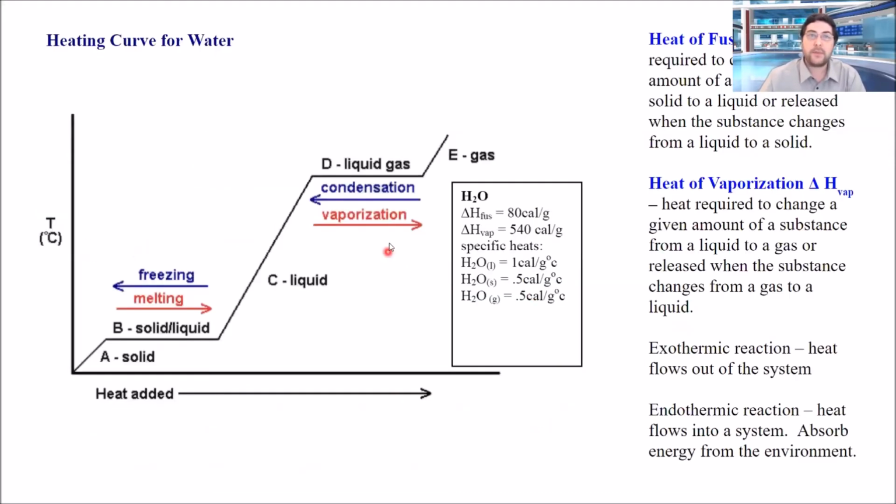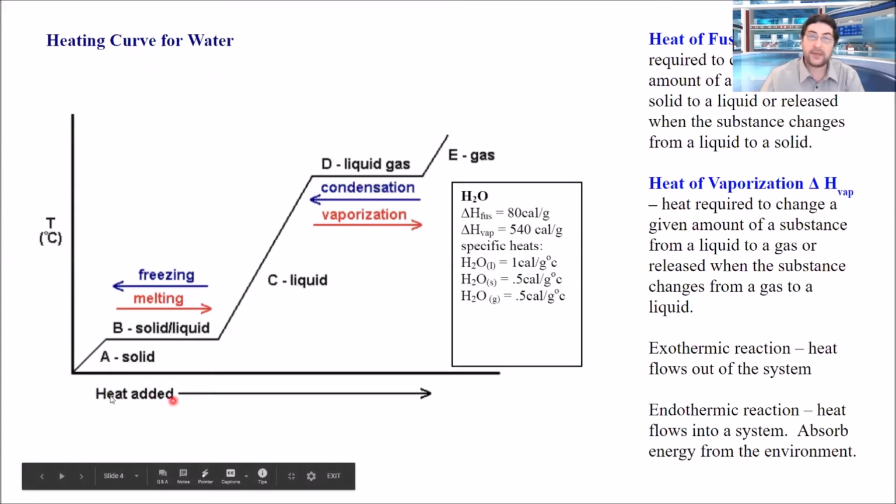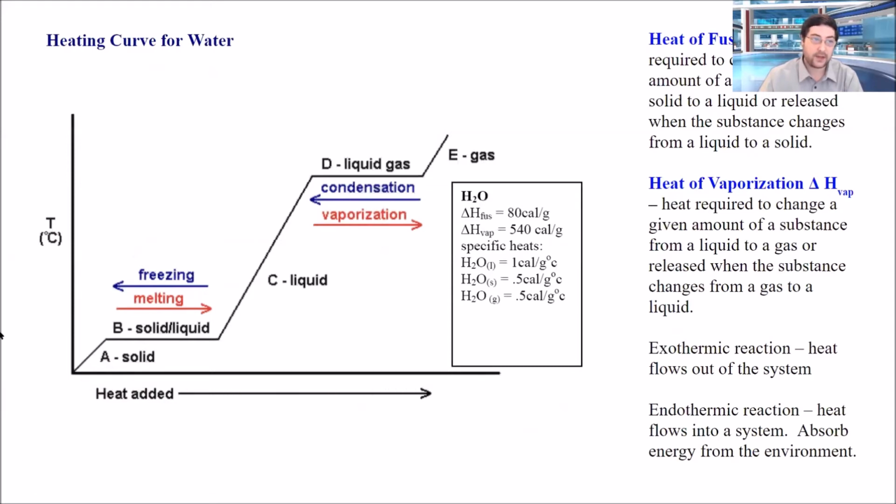All right, let's talk about a heat curve of water. Now, every substance is going to have its own particular heat curve, and it will generally look like this heat curve. So I'm just going to kind of break this down for you. On the y-axis, we have temperature, typically in Celsius, but it could be Kelvin or Fahrenheit. And then on the bottom, we have heat added. Sometimes it says energy added. Sometimes it says time. And so as we increase heat over time, the temperature is going to go up. That's why there's a positive slope to this graph.